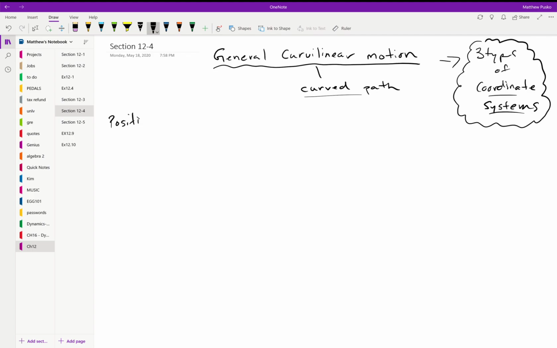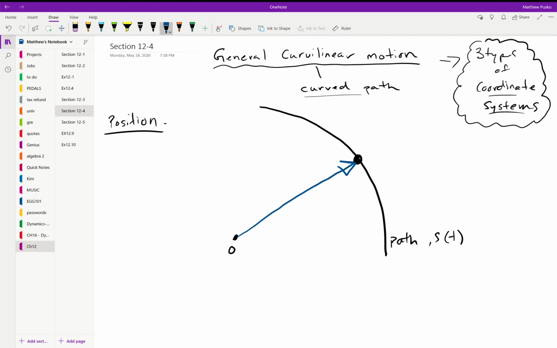So let's start with the very important position. Let's say we have some curved path, and let's call this path S of t. It's curved, so it's an arc length or something like S, and it's a function of time. We have some reference point we can refer to, and we can place an object somewhere on that path because something's moving on there, and make a vector to that object and say that this vector is a position vector r. That describes the position at any given time t on the path S of t. So that makes r a function of t also.